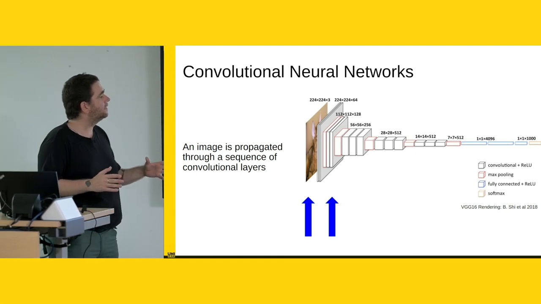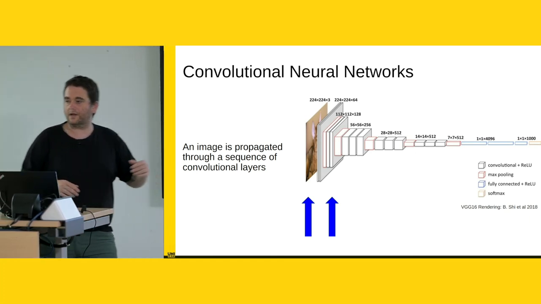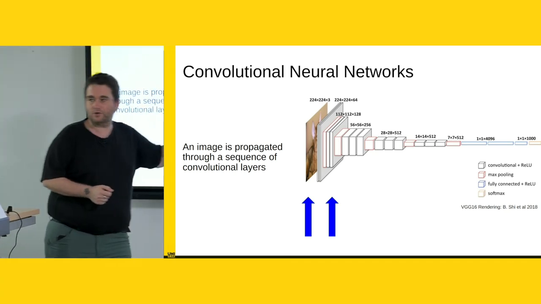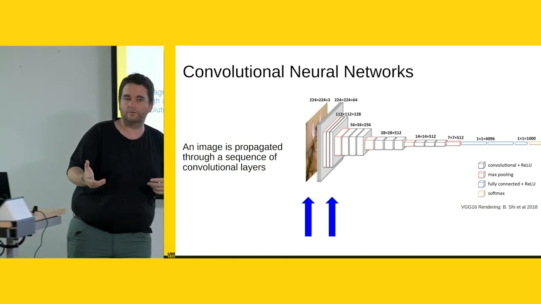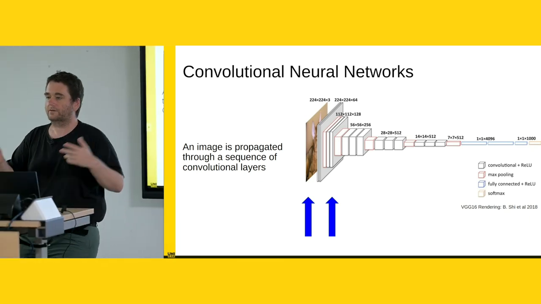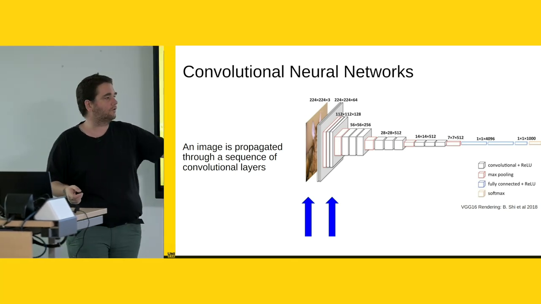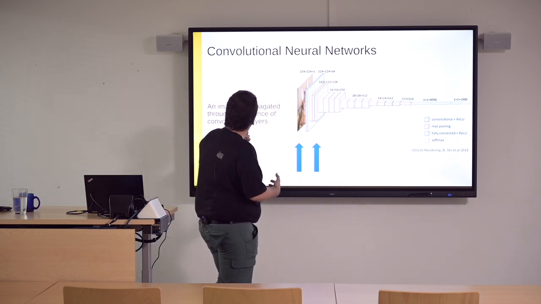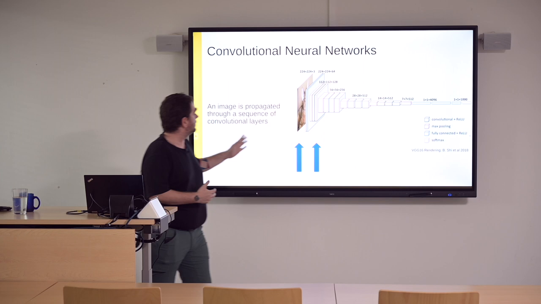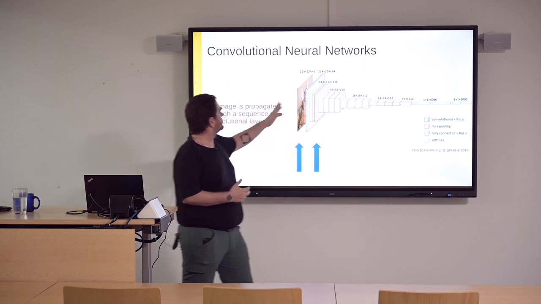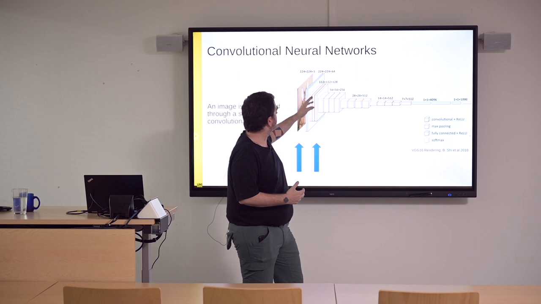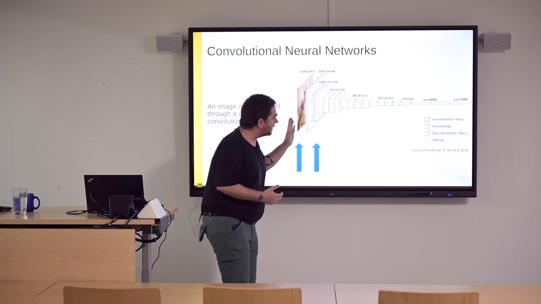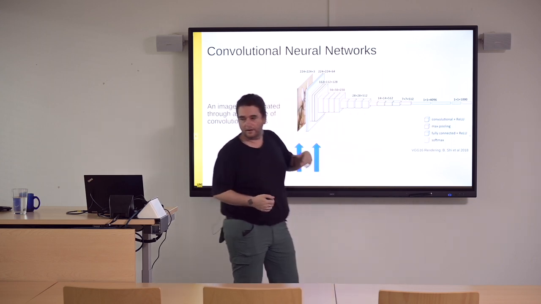So the standard neural network for images, and one thing that is quite interesting is that essentially image neural networks were the ones that paved the road for language neural networks, right? They precede language neural networks, although they seem to be operating on more complicated data. So an image is propagated through a sequence of convolutional layers, right? As we can see, an image goes through layers in this drawing here.